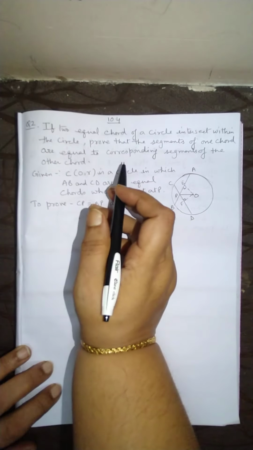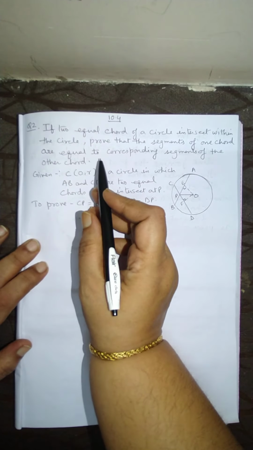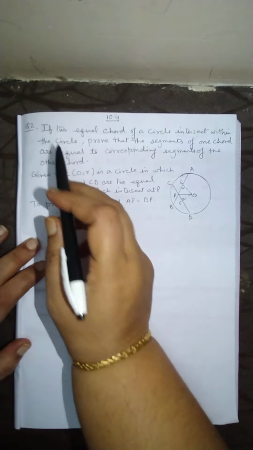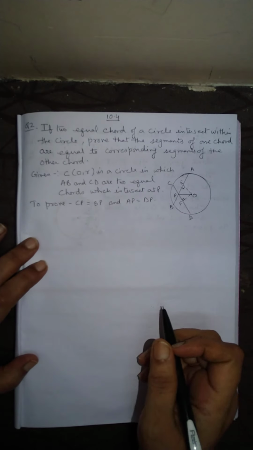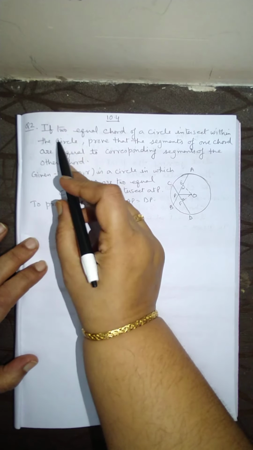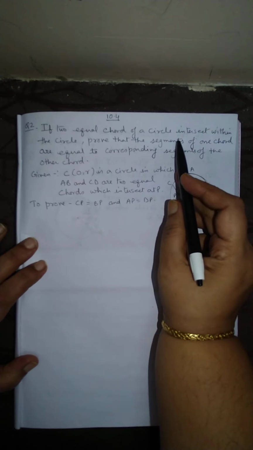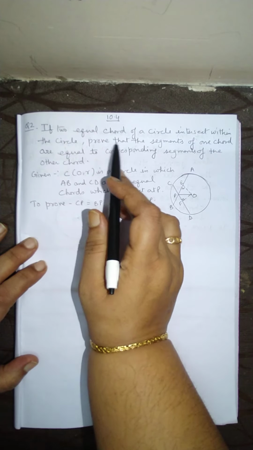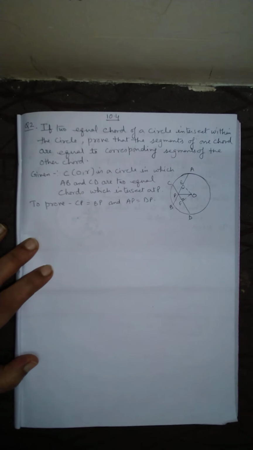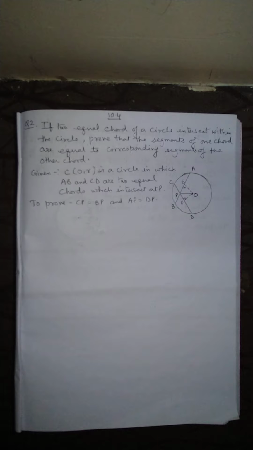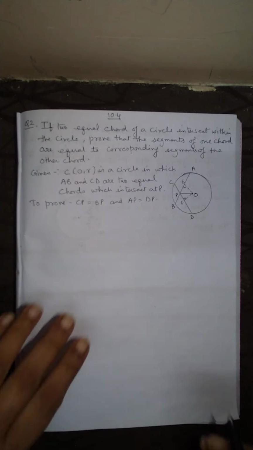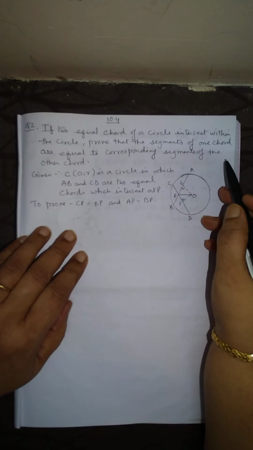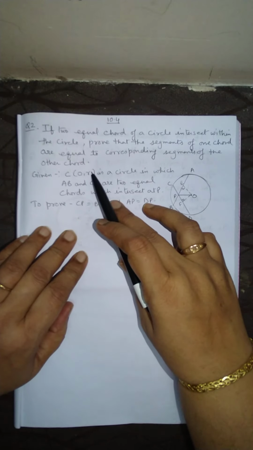Students, today I will explain 10.4 question number 2. The question is, if two equal chords of a circle intersect within the circle, prove that the segments of one chord are equal to the corresponding segments of the other chord.